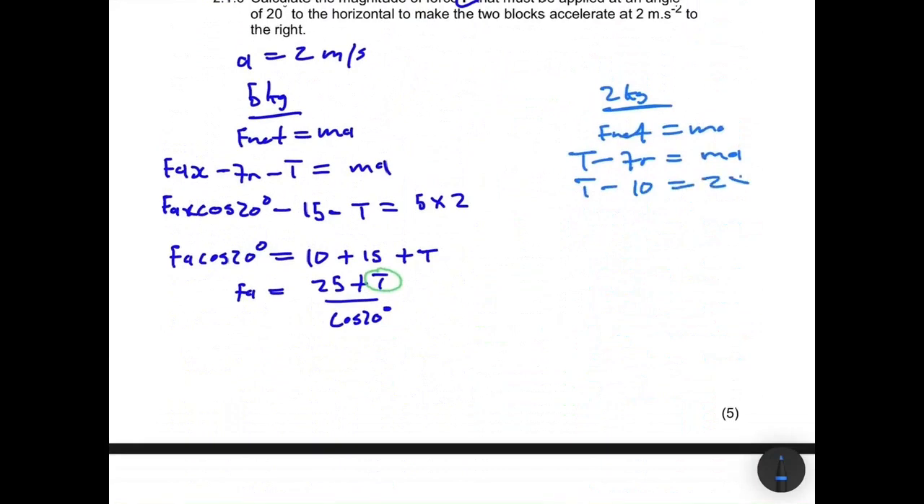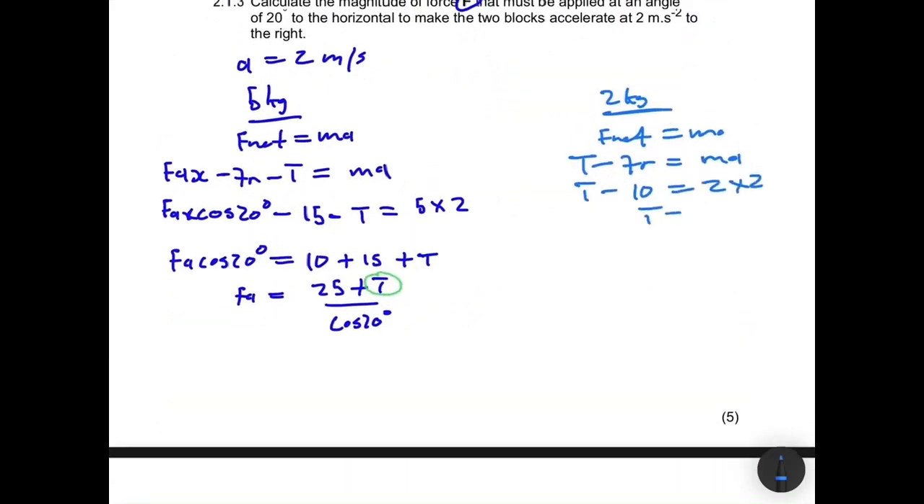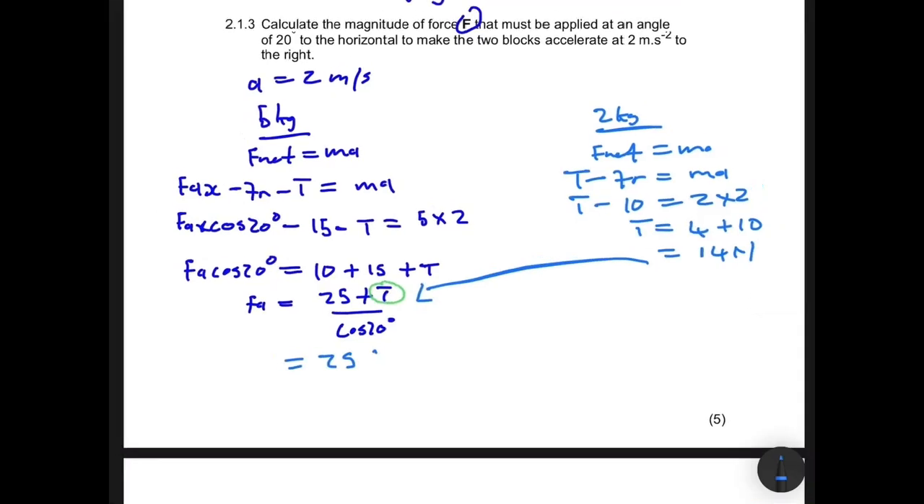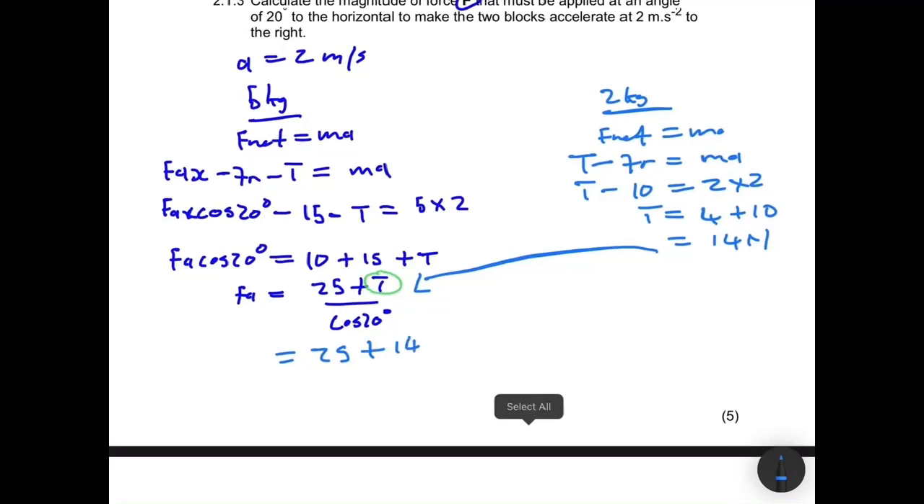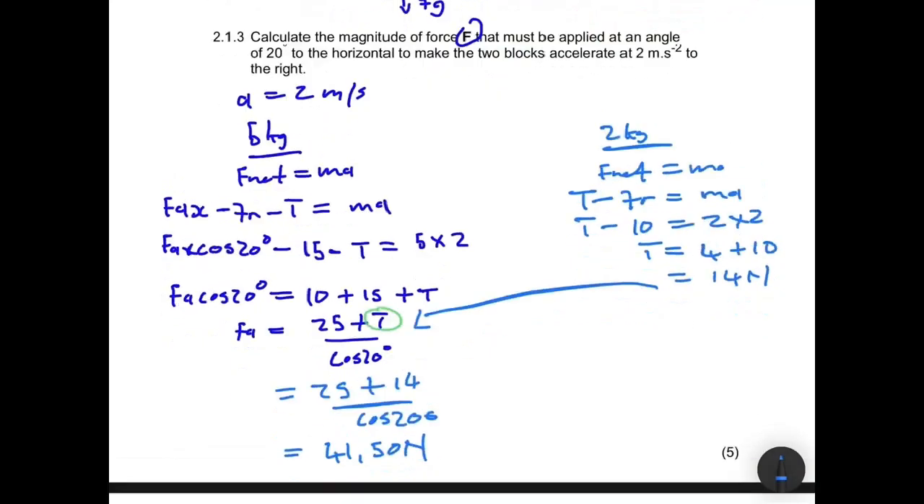The mass is 2 kgs, the acceleration is 2. So the tension is basically equal to 4 plus 10, which is equal to 14 newtons, right? So here in place of T, we can substitute 14 newtons. So we're going to have 25 plus 14 divided by cos of 20 degrees. And if you put that in your calculator, you're going to get the force applied being equal to 41.50 newtons, right? And we're basically done with that equation.